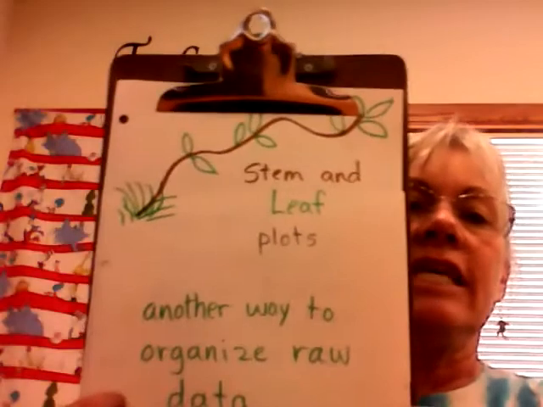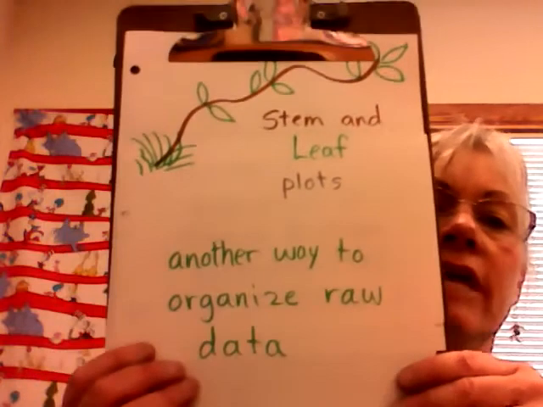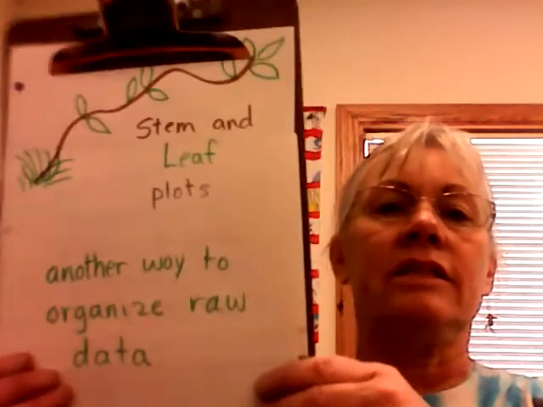I have a new kind of table that we're going to use today for analyzing data. It's called a stem and leaf plot. And I've drawn a lovely picture here to share with you with some leaves and a stem. A stem and leaf plot is just another way to organize raw data.